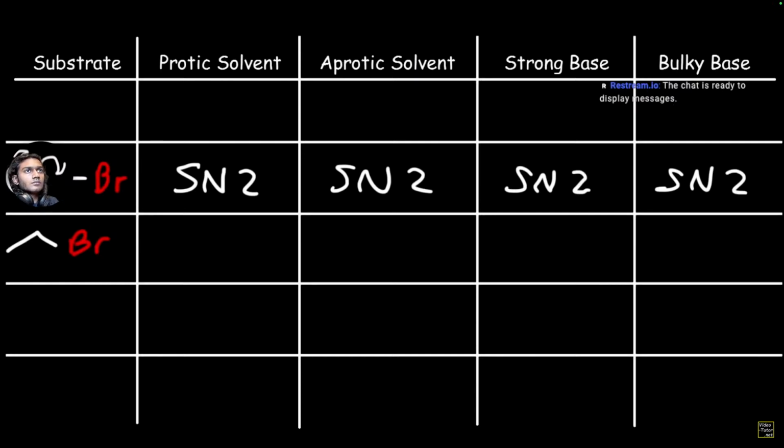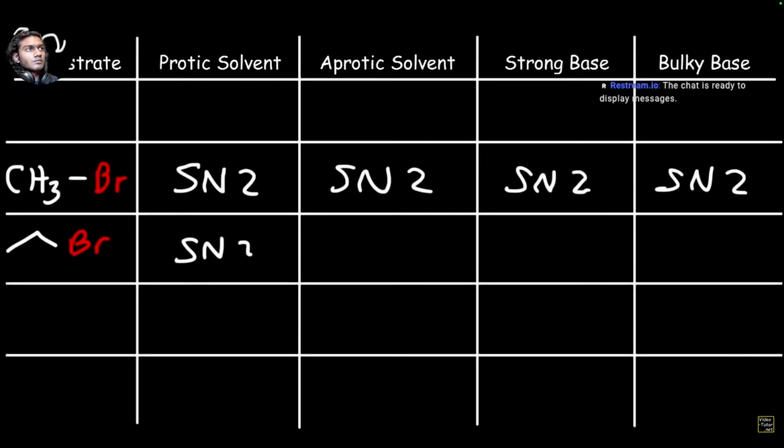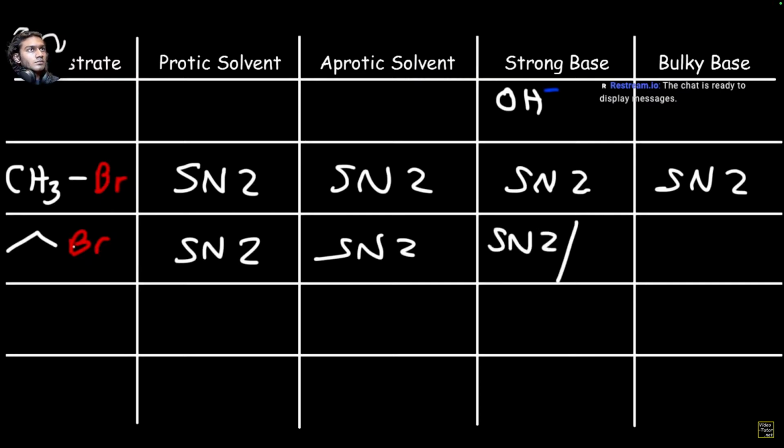Now, if we have, let's say, a primary substrate, like ethyl bromide, in this case, it's going to be an SN2 reaction unless you decide to use a bulky base, in which case it's going to be an E2 reaction. Now, let's say you use a strong, unhindered base like hydroxide. It's a strong base, but it's not bulky. The predominant mechanism will be SN2. However, if the substrate is sterically hindered, then you could get the E2 reaction.